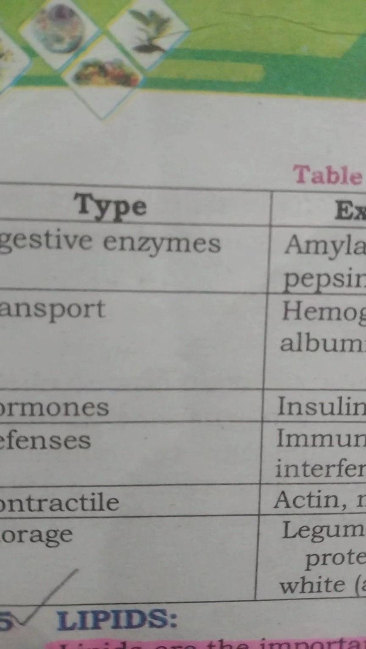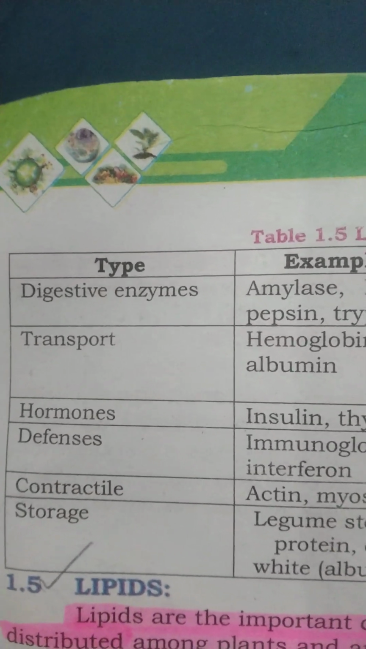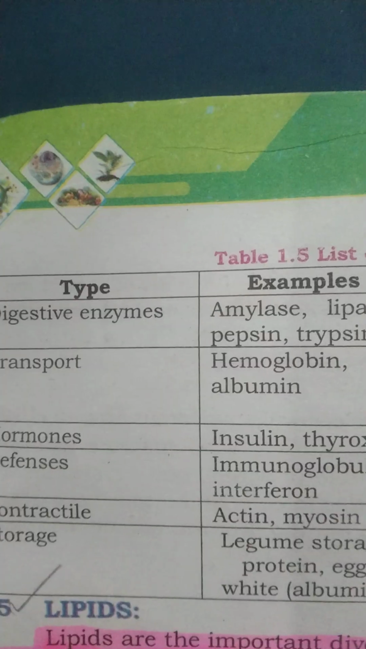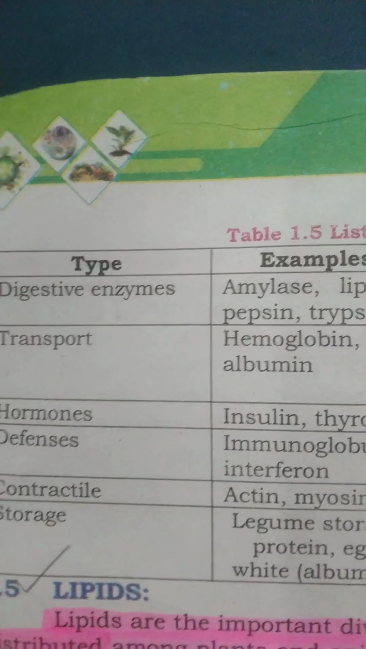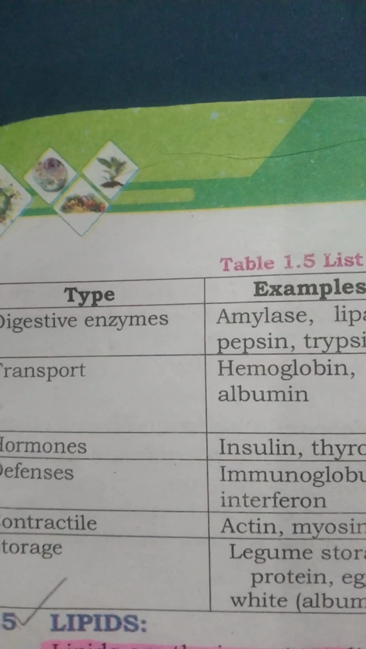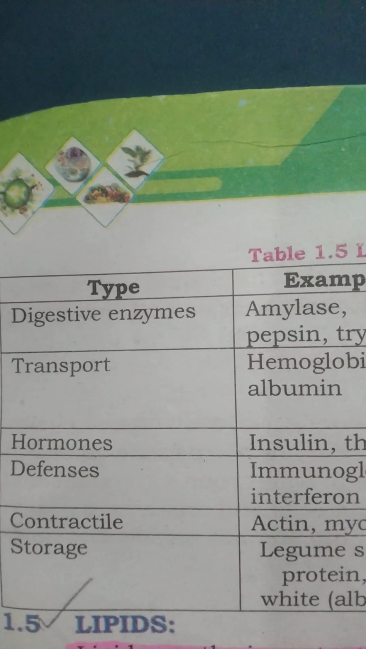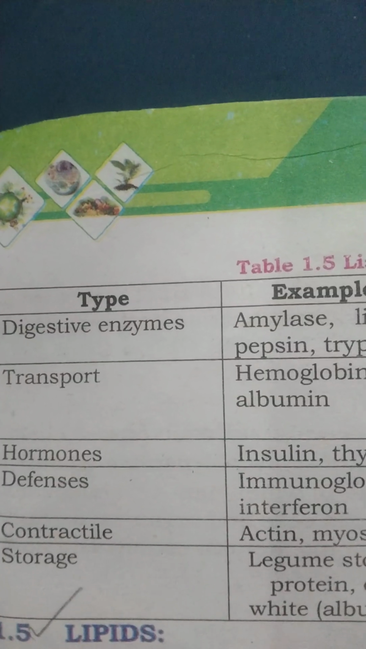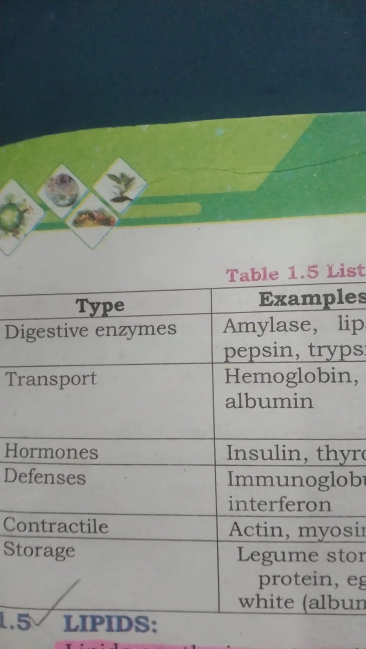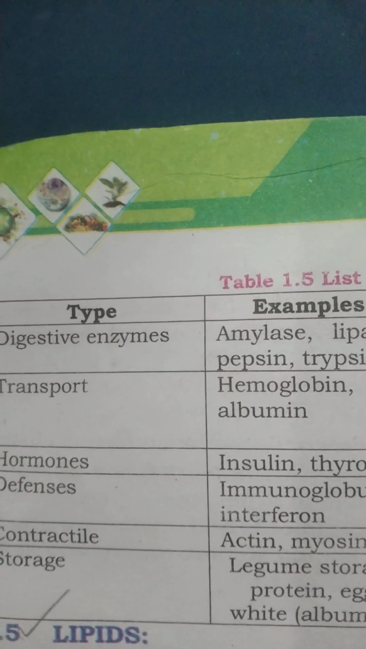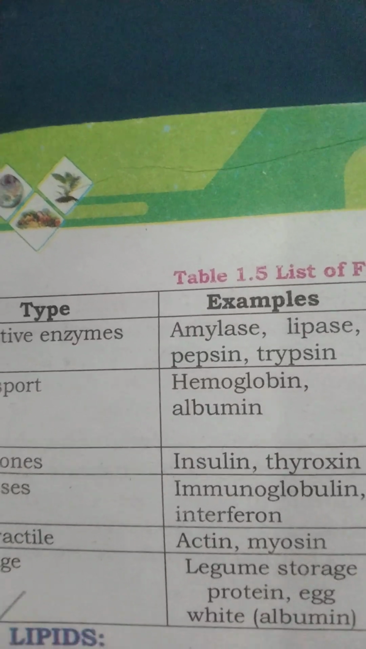There are different proteins with different functions. We have digestive proteins, which help in the digestion of food or glycolysis. Transport proteins transport or carry oxygen and CO2. Hormones coordinate the functions of the body, like insulin. And when we see contractile proteins in muscles, they help in contraction. All these kinds of proteins help in our body functioning.